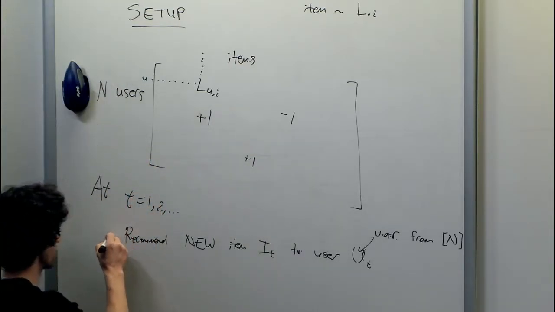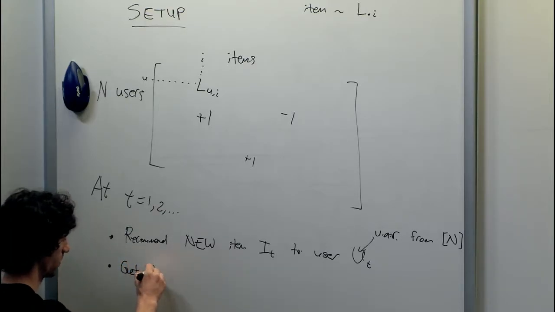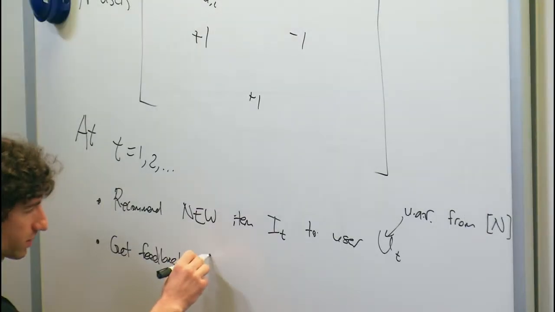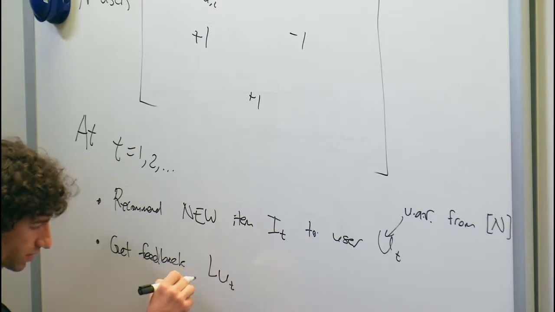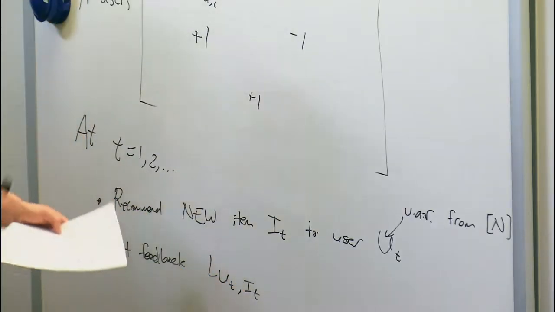Okay, so you recommend an item to a user. It's a new item, so you don't recommend the same movie over and over again. Then you get feedback. Think of this as bandit feedback, right? So you just get feedback on the thing that you chose. Okay, great. So this is the setup.